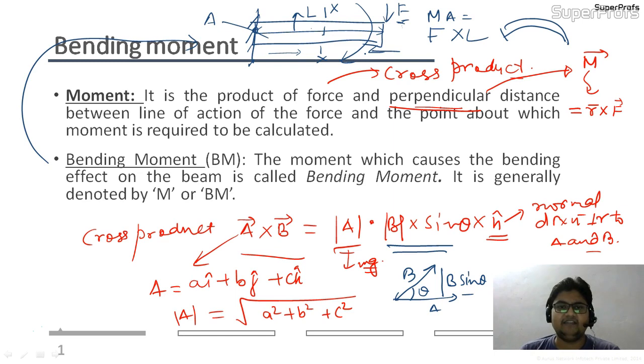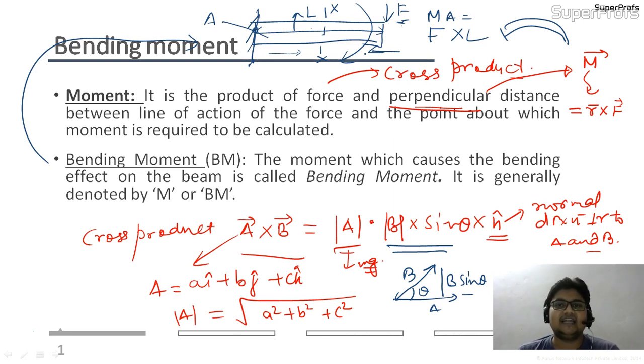If you are finding it difficult, there is no worry, because I just want you to understand at this juncture the meaning of moment. Moment has one more classification in the strength of materials chapter, that is twisting moment. Twisting moment is also force into perpendicular distance, but the plane where it acts is different, as I told you earlier when I was talking about the distinction between bending moment and twisting moment.